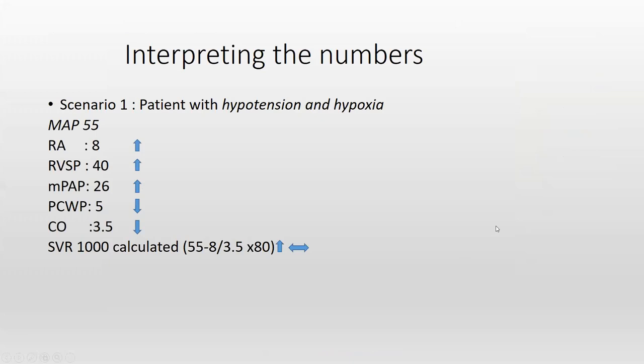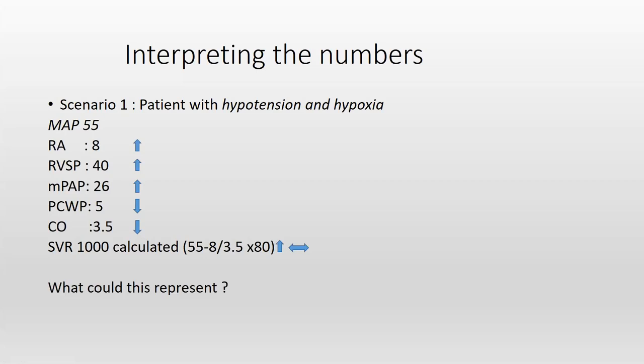So, interpreting numbers, and we're on the last few slides. Scenario one: this patient is presenting with hypotension and hypoxia. Let's assume we quickly place a PA catheter. The MAP is 55. The right atrial pressure is 8, so it's slightly up. Right ventricular systolic pressure is 40, so it's slightly up. Mean pulmonary artery pressure is high, it's 26. Your wedge is 5, which is low, and your cardiac output is low. I made up these numbers, but I calculated the SVR based on them, and the SVR calculated is 1,000. So can you think of a physiology that would do this? It would raise your right atrial and right ventricular pressures, reduce your cardiac output, the patient's hypotensive, but your wedge is normal, and your pulmonary pressures are up.